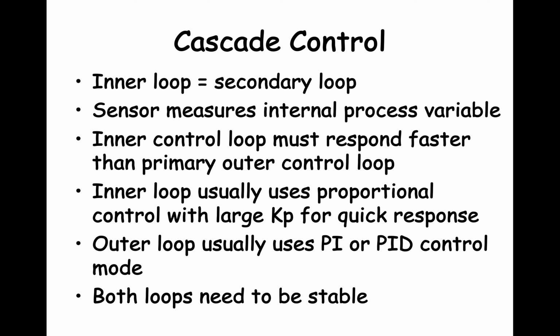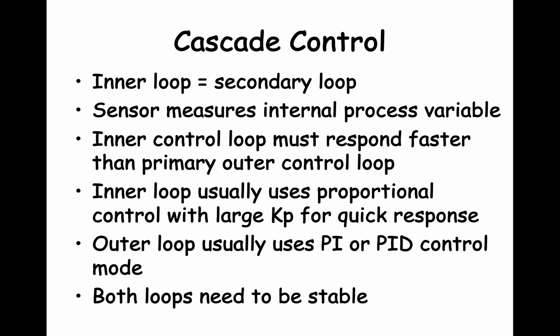The Kp value produces a quick response to changing errors. The outer, slower loop usually uses PI or PID control. Both loops need to be stable, and we will talk about how to assess whether a loop or process is stable later. Cascade control can be used when there's some internal process information that can be used to make a process adjustment. Using the internal process information to make an adjustment means that changes can be made sooner than waiting for the process output to change and indicate an adjustment.